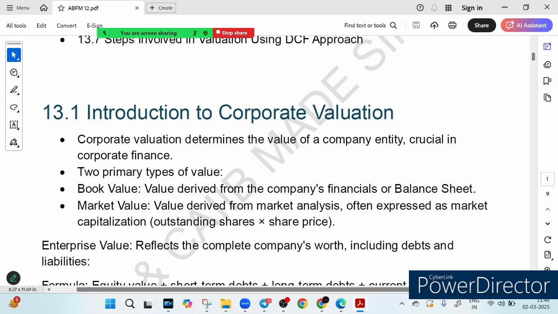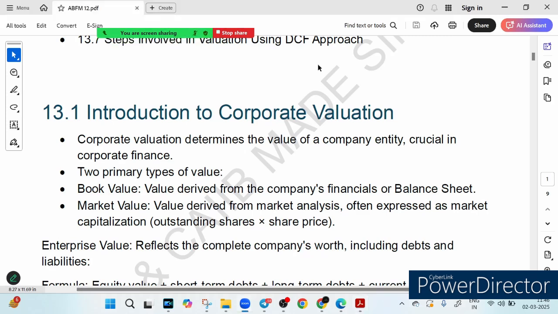So friends, ever wondered how companies are valued? Why does one company sell for millions while others struggle to find a buyer? Today we are breaking down corporate valuation in the simplest way possible, so that when you are new to finance, you will get it in one go. Let's dive in. Corporate valuation is all about figuring out how much a company is worth.